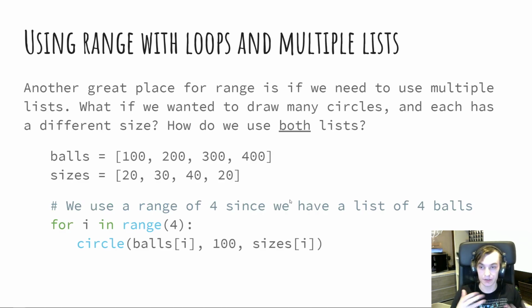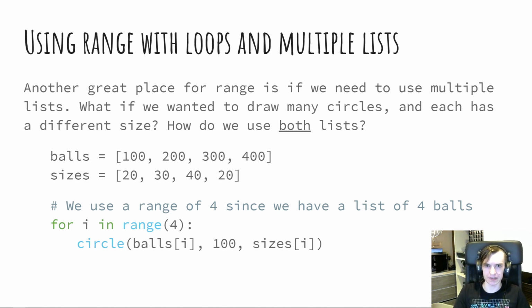Yeah, but another spot to use range is if we need to use multiple lists. So some of you, I think, were already running into this last week. How do you deal with multiple lists? How do you iterate over those in such a way that you can access both of them at the same index at the same time?